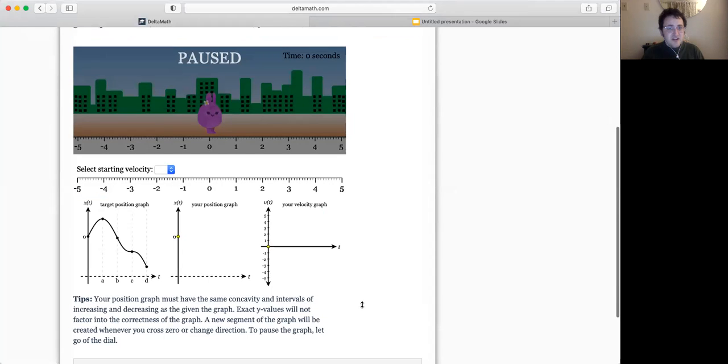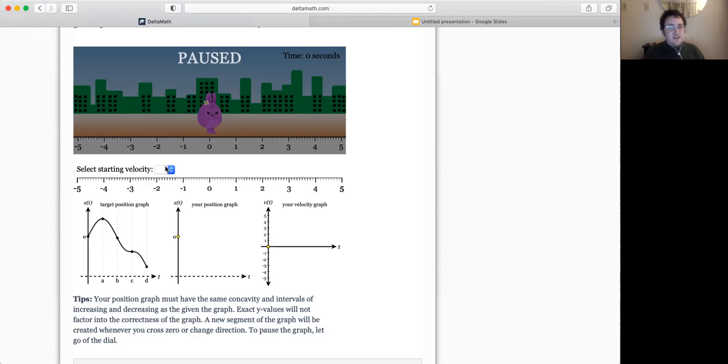What we have here is a little number line that represents velocity. So 0 means that the bunny is moving right, and higher values on the position graph mean right, and lower values on the position graph mean left, and 0 is sort of our initial position. A few tips: it says your position graph must have the same concavity in intervals of increasing and decreasing. So it doesn't have to be perfect, but it just has to have the general overarching trends in the graph. So let's actually do this.